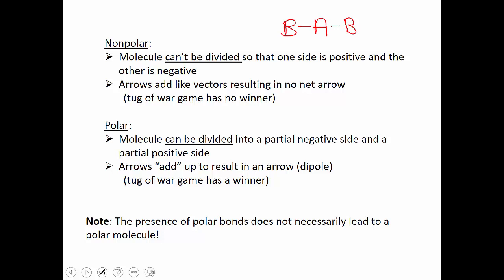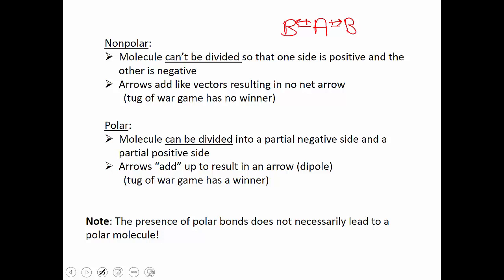If we were to draw arrows for this, then if B is more electronegative than A, we would have two arrows pointing out. If we were to add those together like vectors, we would see there would be no resulting vector. If we were to think of it as a tug of war game, there would be no winner because they're both pulling out in opposite directions. So this would indicate that we have a nonpolar molecule. Those two bonds are canceling out.